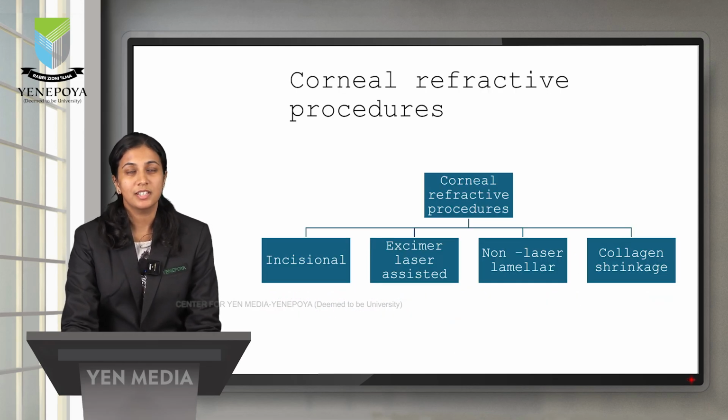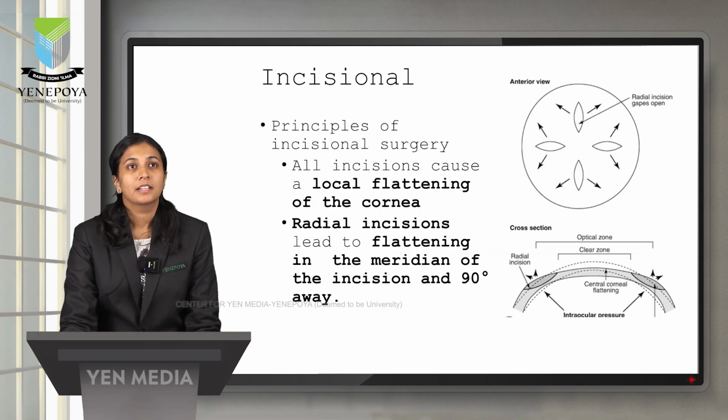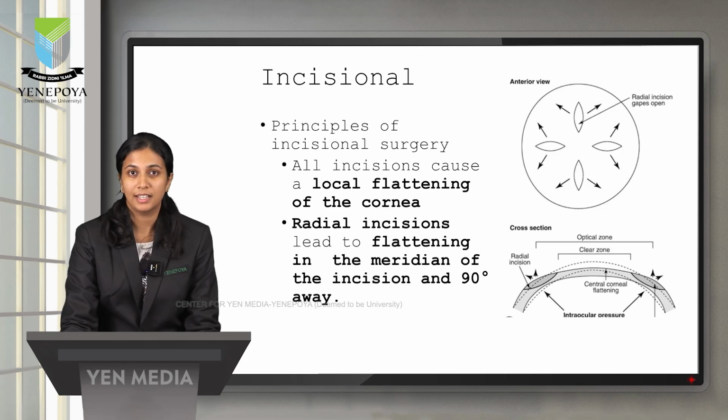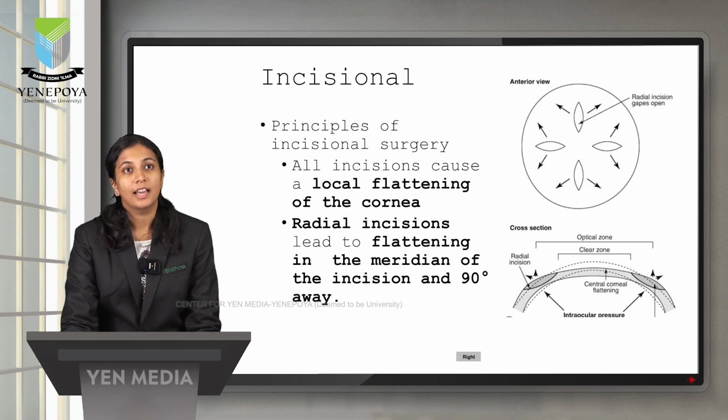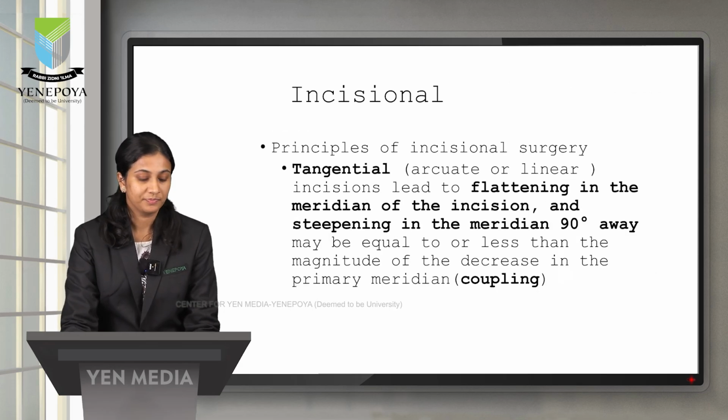Corneal refractive surgeries are divided into four: incisional, excimer laser assisted, non-laser lamellar and collagen shrinkage. Coming to incisional keratorefractive surgery, the main principle is that when you make an incision on the cornea, there is local flattening in that area. They are divided into two: radial incision and tangential incision.